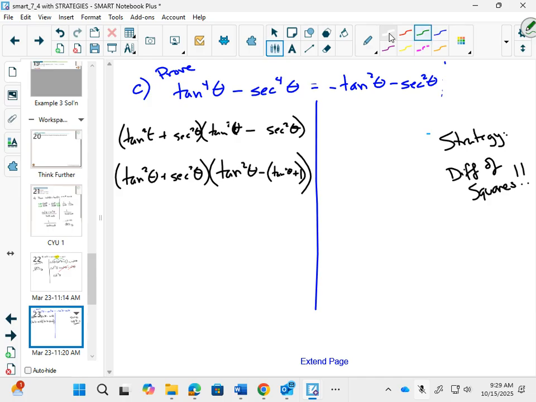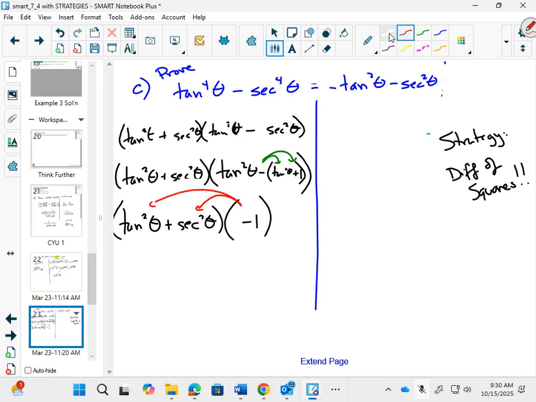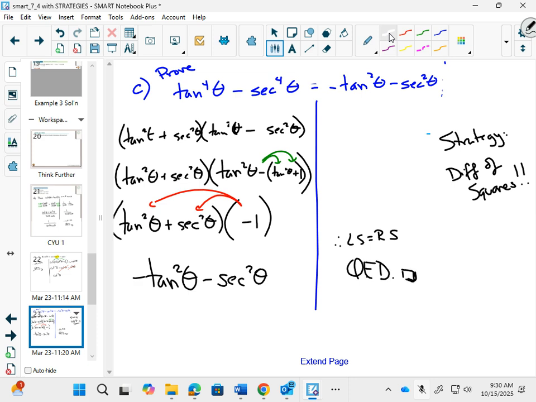If I do this, that negative is going to get distributed. And tan squared minus tan squared is going to cancel, and minus 1 is just going to be a minus 1. And then from here, what can I do with that minus 1? Well, I can distribute that minus 1. And now my left side and my right side are the same.